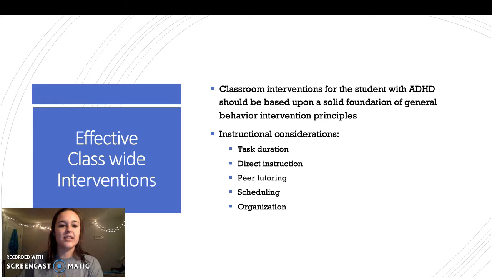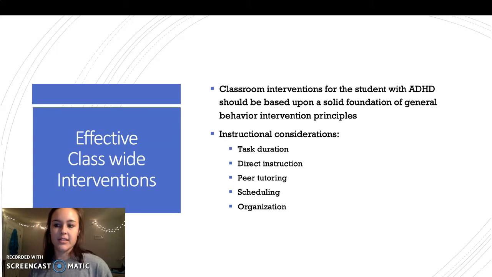And then the effective class-wide interventions. So classroom interventions for the student with ADHD should be based upon a solid foundation of general behavior intervention principles, like instructional considerations. So these are the examples I was talking about. So task duration, to accommodate the student's short attention span, lack of focus. Academic assignments should be brief, and feedback regarding accuracy immediate. Longer projects should be broken up into different parts so they can manage it better and process it more. And short time limits for task completion should be specified and can be enforced with timers.